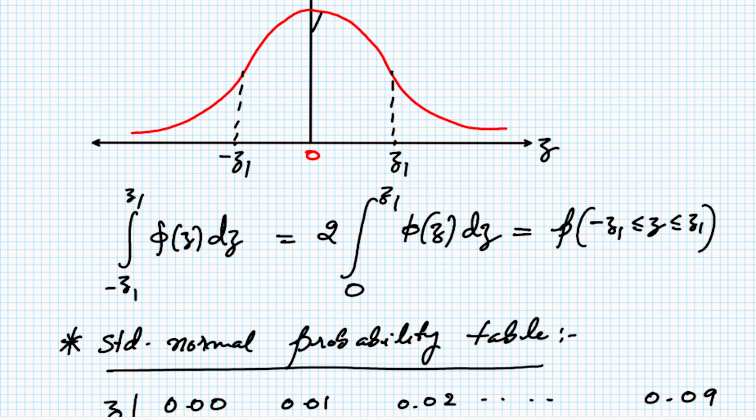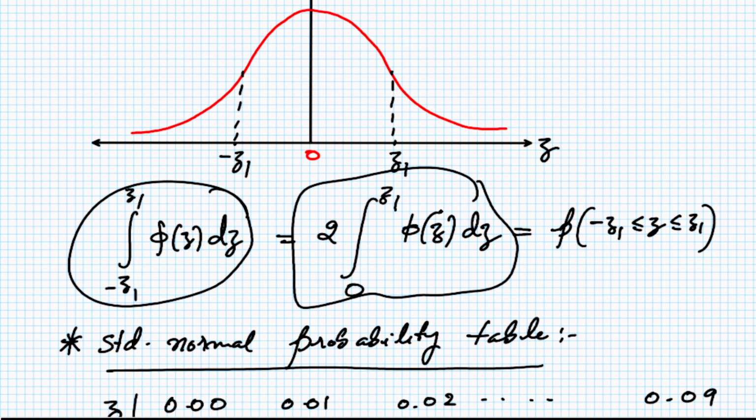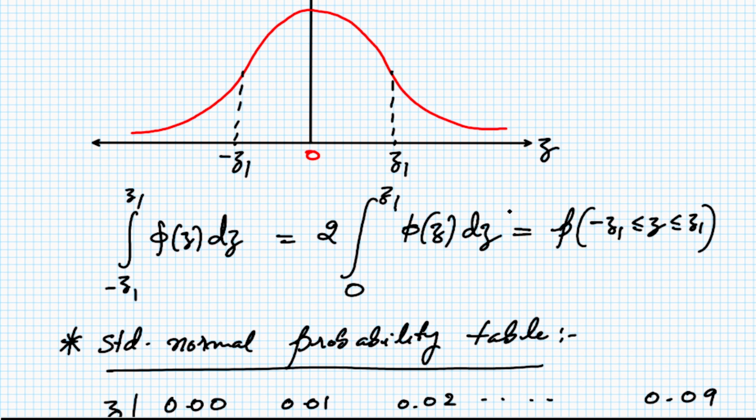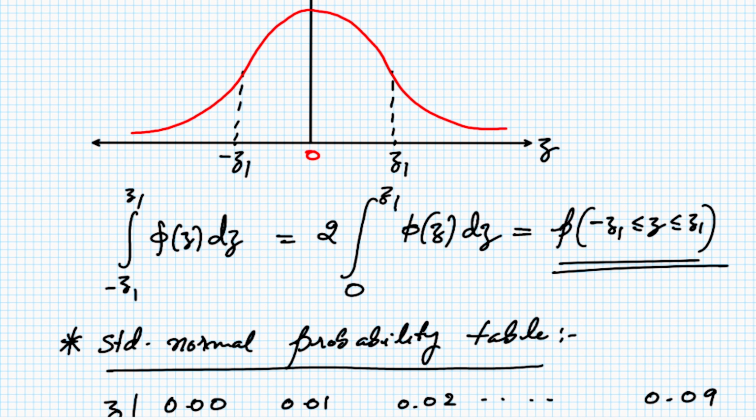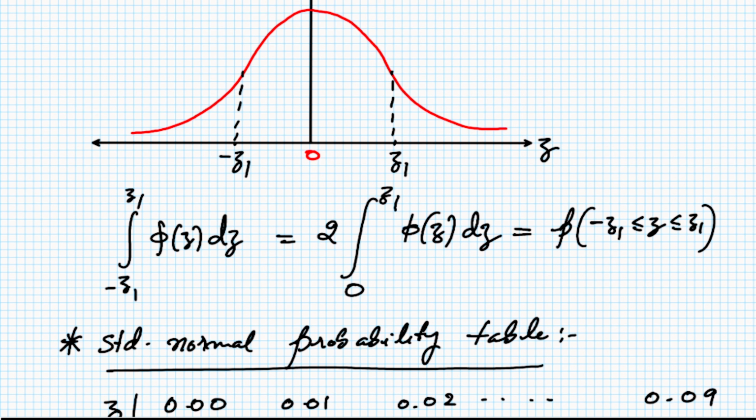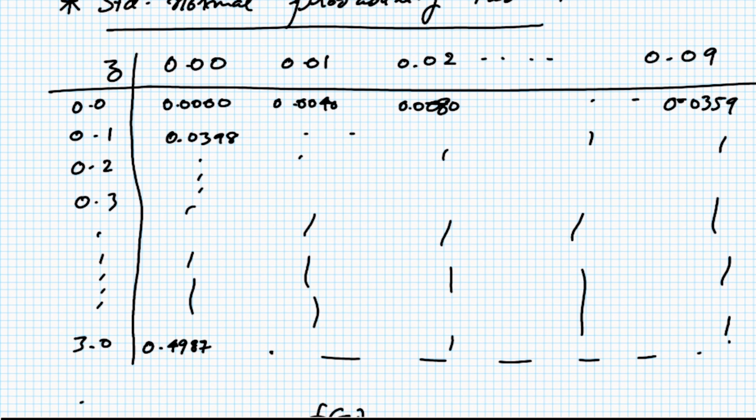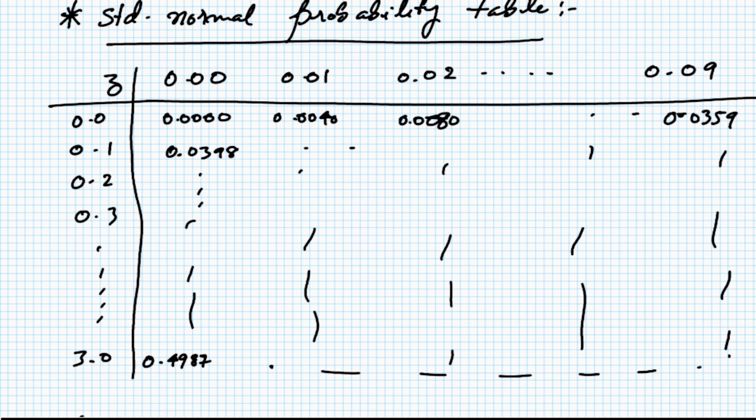As you can see here, this part is equal to 2 times the integral from 0 to z1 of phi of z dz. So that is another feature. Again, I'm not saying that you have to use this for each and every problem, but if necessary, you can definitely use it. That's the point we need to understand whenever we solve a problem using the normal distribution. I mentioned downloading a particular probability table called the standard normal probability table.